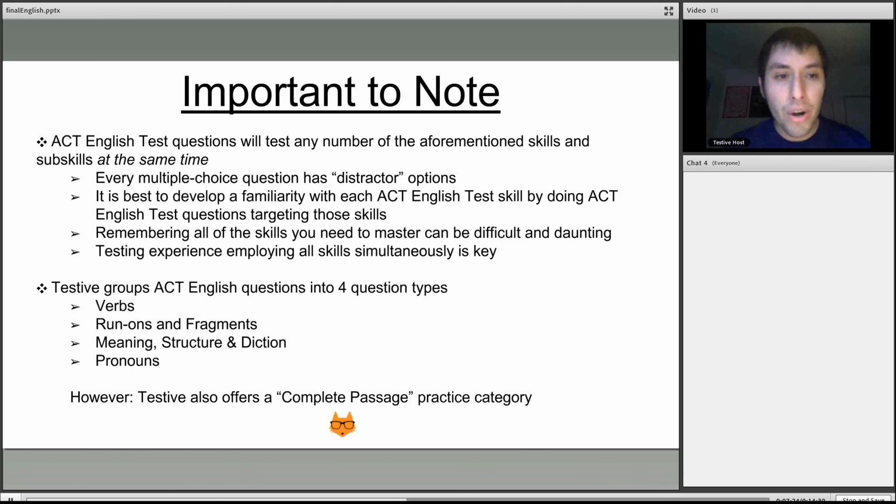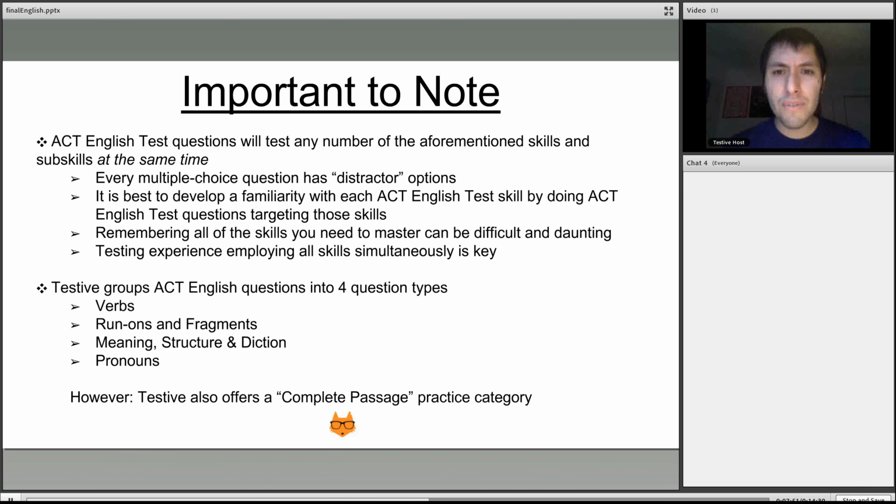Now, remembering all the skills you need to master can be difficult and daunting, and it's not a good idea. It's definitely not something we recommend. Instead, gaining testing experience, employing all of these skills simultaneously is what is most likely to raise your score. And of course, thinking, reflecting upon the questions you get wrong, and figuring out what you can do better the next time you see that sort of question.